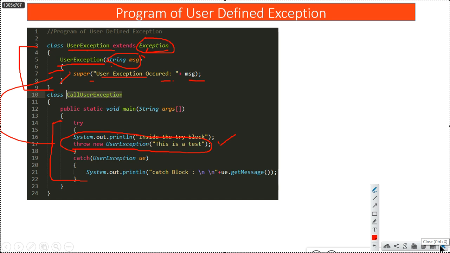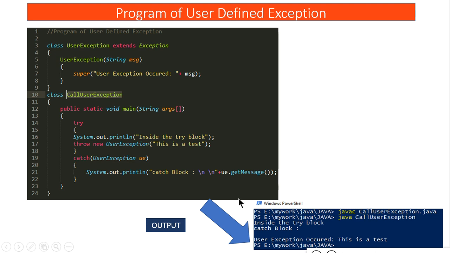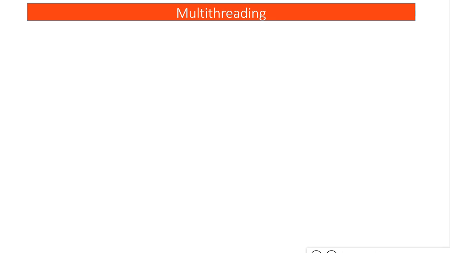And this will be your output. Inside the try block the 16th line is printed, then since there is an exception, it calls this constructor which further calls the exception class constructor, and inside the catch block this message executes. So this is your output, a simple and small program of user defined exception. That's the end of the user defined exceptions, and the exception handling topic is done. We'll continue with a new topic, multi-threading.